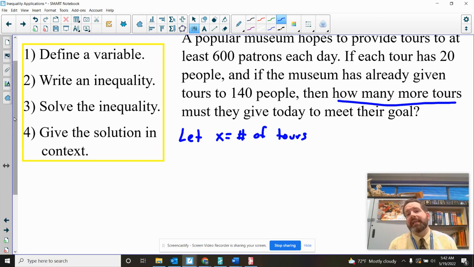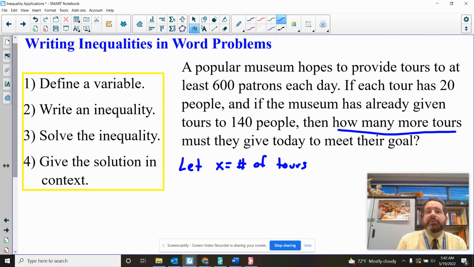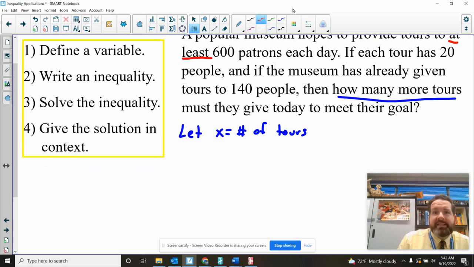Next up, we need to now write an inequality. Now, I know it's going to be an inequality because of the words that are used here. It's not that we want to give a tour to exactly 600 people. It's at least 600 people. That means 600 or more. So not an equal sign, an inequality sign. So let's see here as we set things up, how should it look?